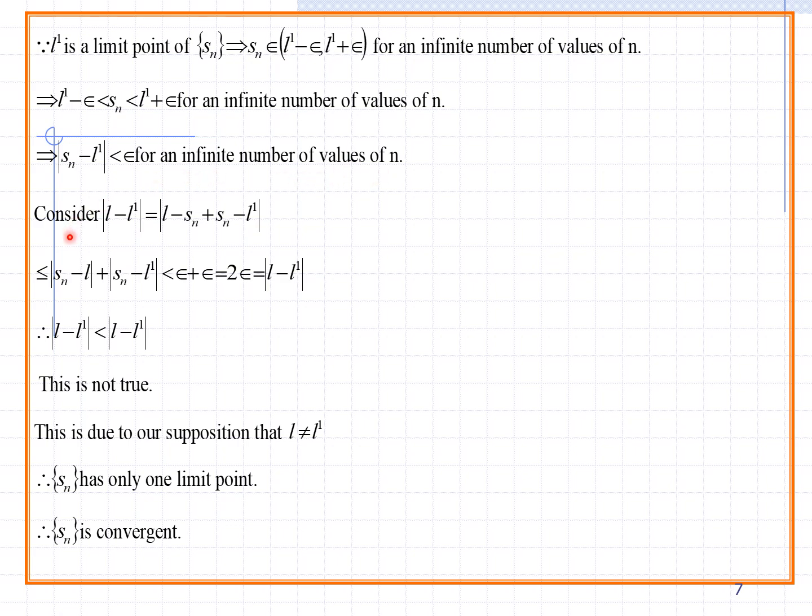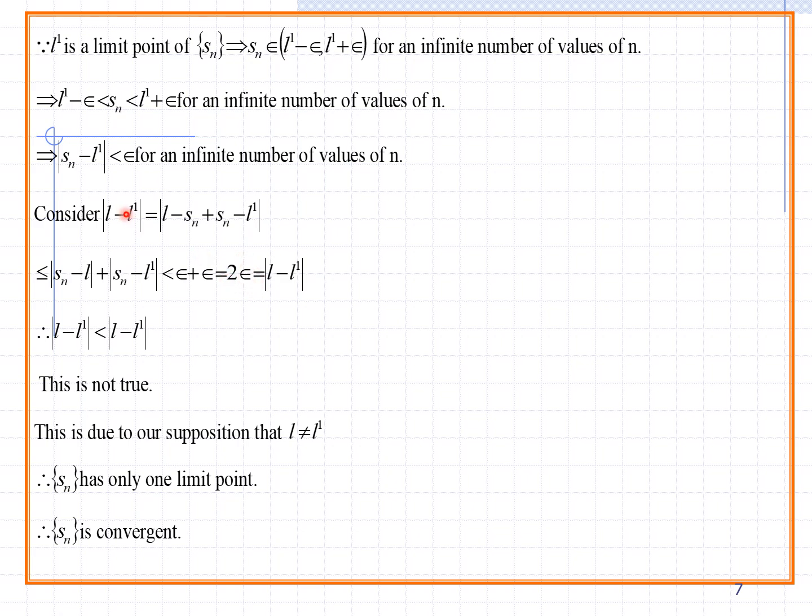So consider modulus L minus L dash. I can add and subtract Sn. Then I can shift within the modulus: Sn minus L, and L minus Sn is the same modulus, so I can write Sn minus L also. The two are the same. Then Sn minus L dash. Here, by the convergence property, the value of Sn minus L is epsilon, and this one is also epsilon. Epsilon plus epsilon is 2 epsilon. So 2 epsilon is greater than or equal to modulus L minus L dash.